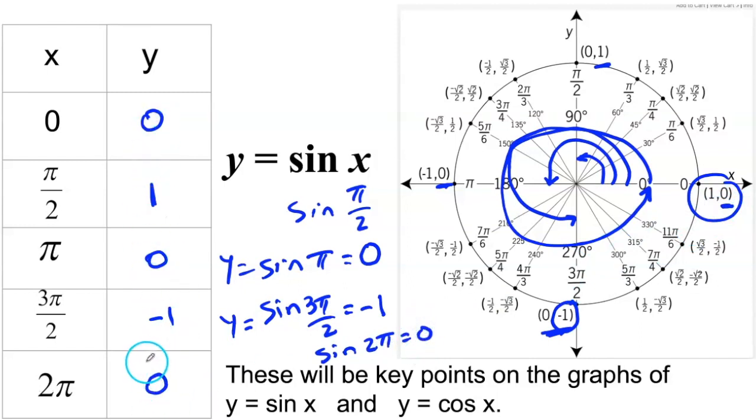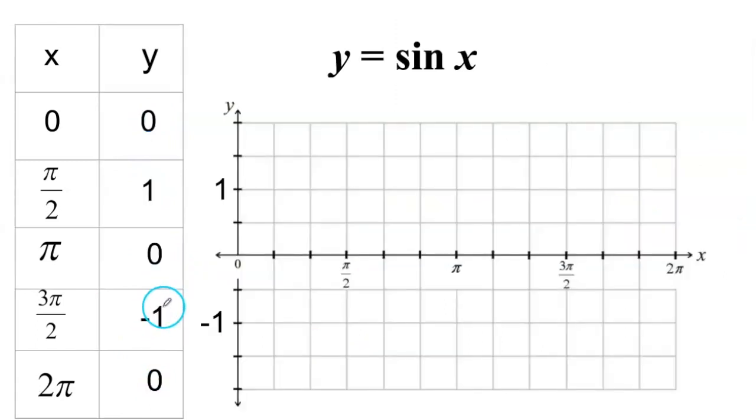Now, having these values, I'm going to plot them and graph my function. I have my values now. 0, 0. When my angle is pi over 2, my y value is 1. Pi over 2, 1. Pi, 0. 3 pi over 2, -1. -1 is here. 2 pi is 0.